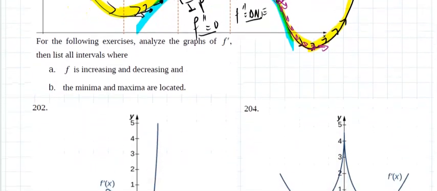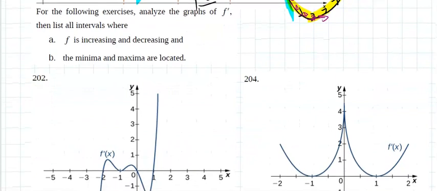Now, we're going to start first with a graph. Find the intervals for the following to analyze the graph of f prime. This is f prime. To figure out where is f increasing and decreasing, where do you have a maximum or a minimum?